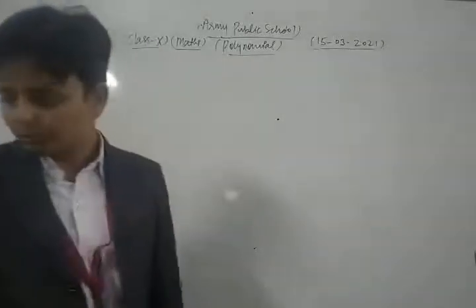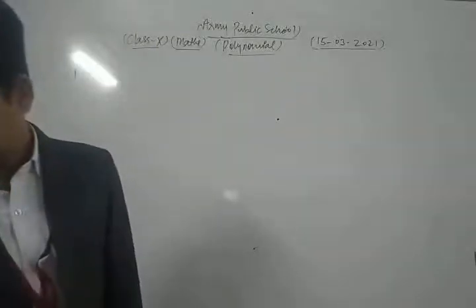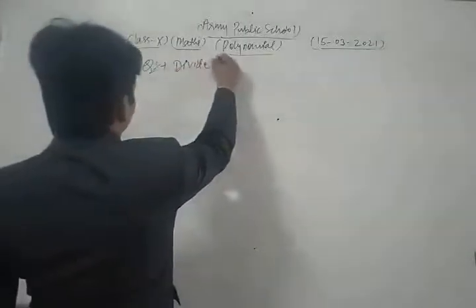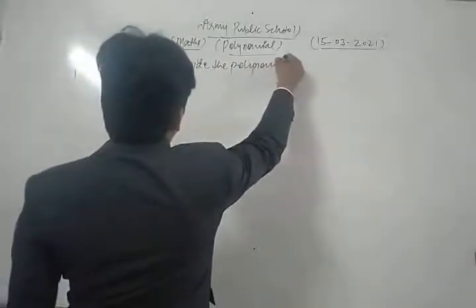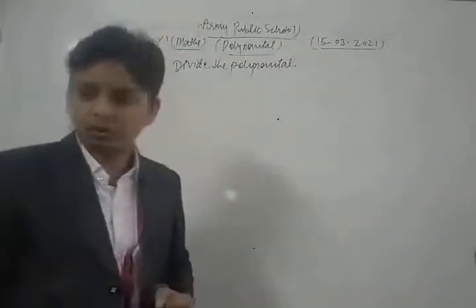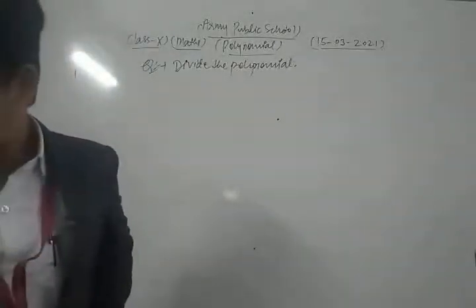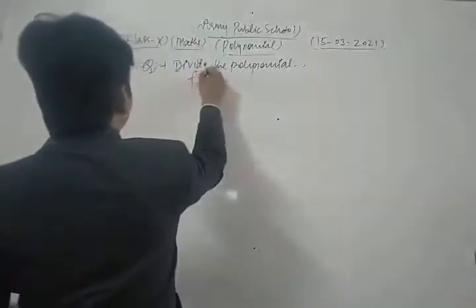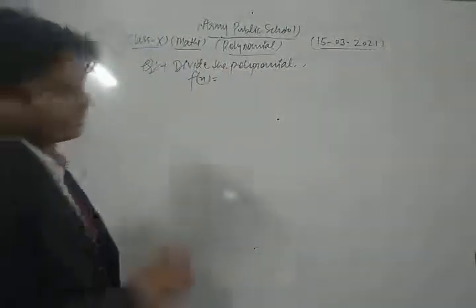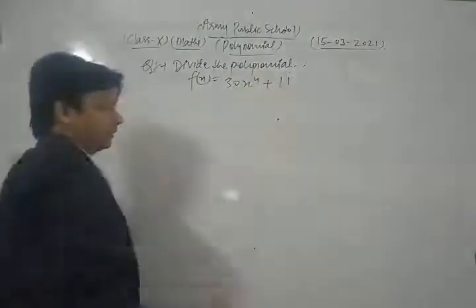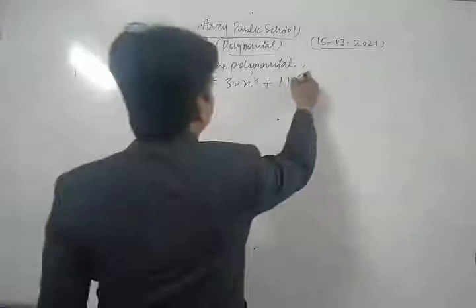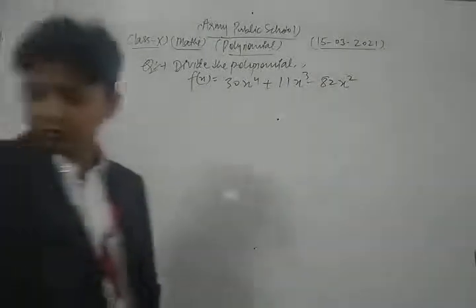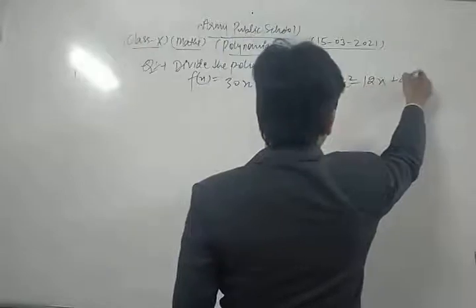Now we take and solve some important questions. And your question is, divide the polynomial f(x) is equal to 30x to the power 4 plus 11x cube minus 82x square minus 12x plus 48.